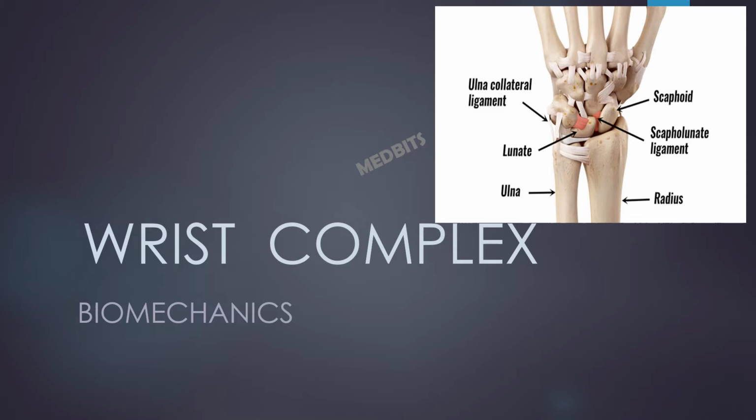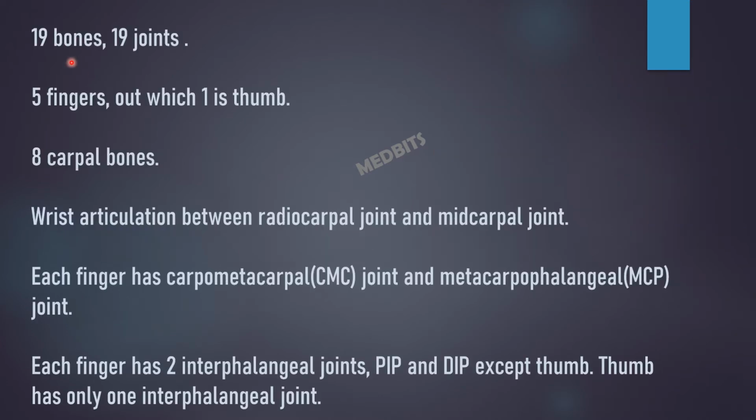So let's begin. The wrist joint has 19 bones and 19 joints. 5 fingers, out of which one is the thumb. 8 carpal bones. Wrist articulation is between the radiocarpal joint and the midcarpal joint. Each finger has a carpometacarpal joint and a metacarpophalangeal joint. Each finger has 2 interphalangeal joints, which are the PIP, proximal interphalangeal joint, and the distal interphalangeal joint. Except the thumb, which has only one interphalangeal joint.